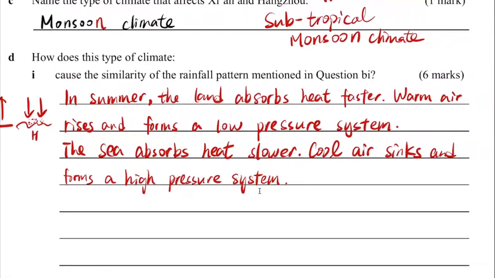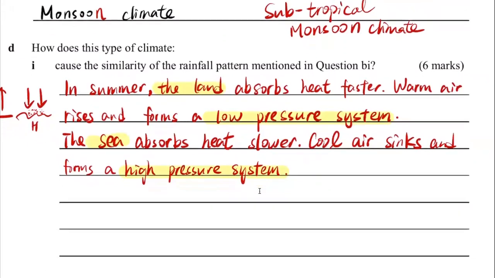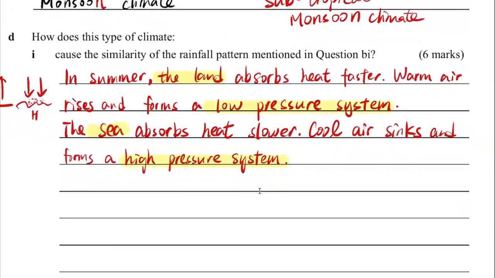So what we should know is the movement of the wind. The wind moves from the high pressure to the low pressure. In this case, from the sea to the land. So we should write down the wind blows from the sea to the land.